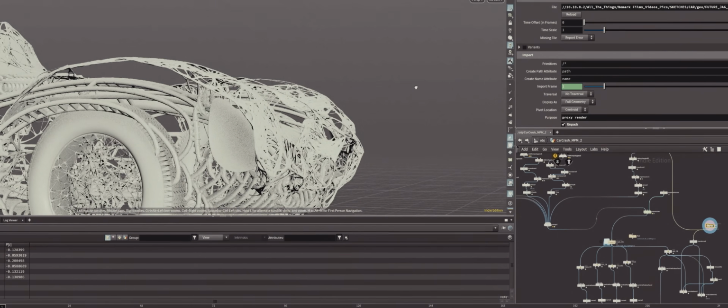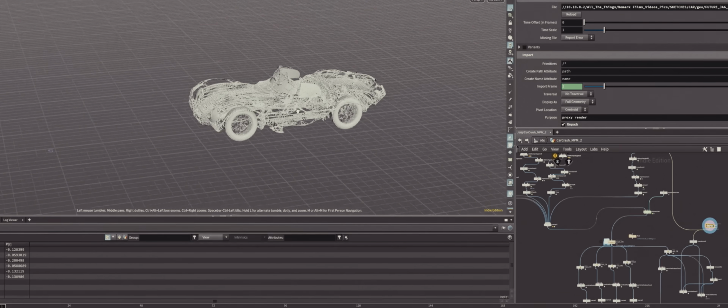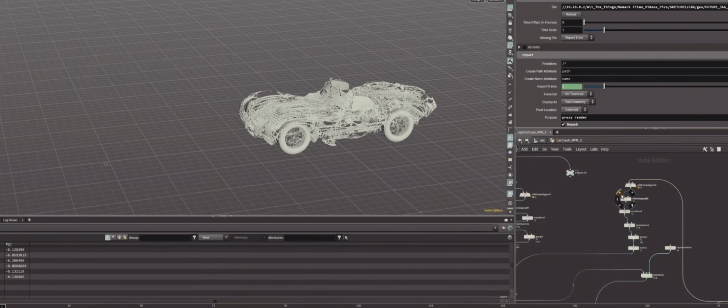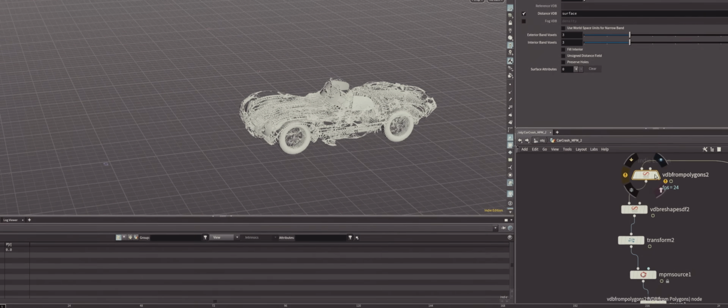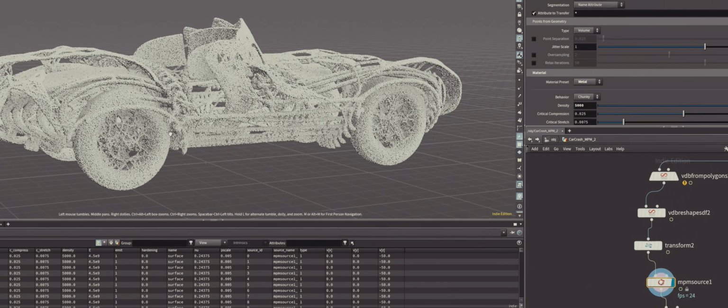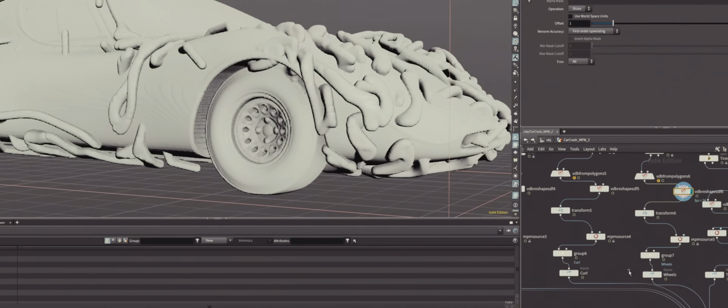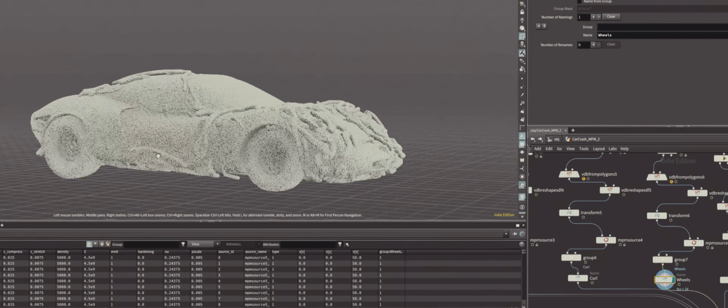So MPM stands, I think, for material point method. And the idea is that you break down your model into what look like grains, points, which at high enough resolution you can then affect and process.